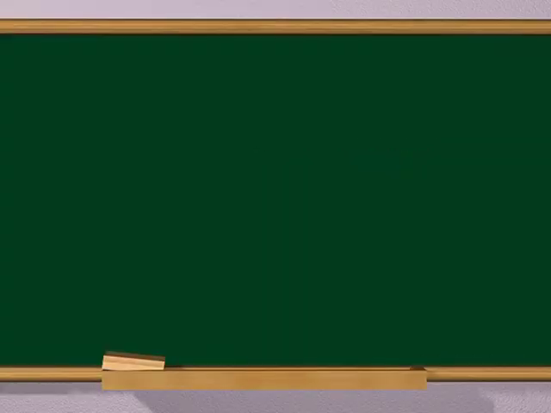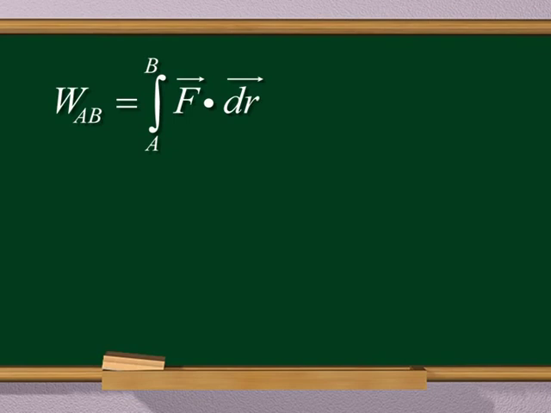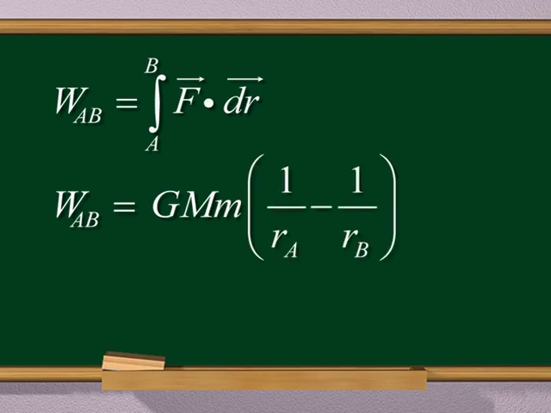The work done in moving the mass m from the point A to B along the path AB is given by WAB equal to definite integration of vector f dot vector dr over the limit A to B. Also, the work done in moving the mass m from the point A to B along the path AB is given by WAB as equal to Gm into small m into 1 by Ra minus 1 by Rb.